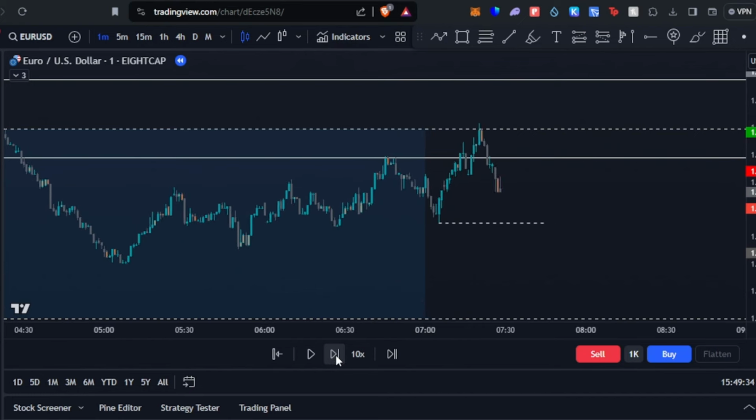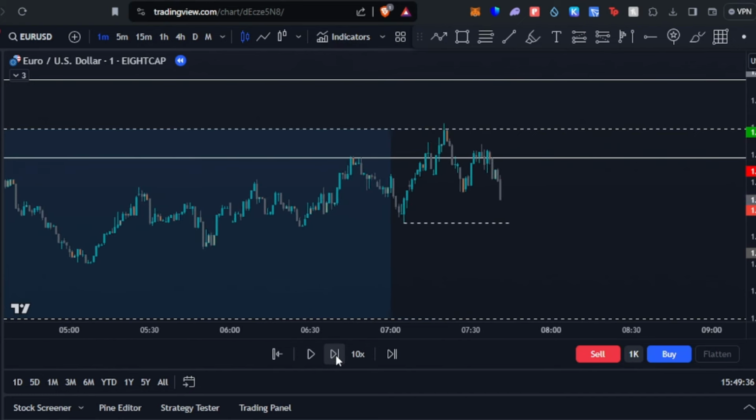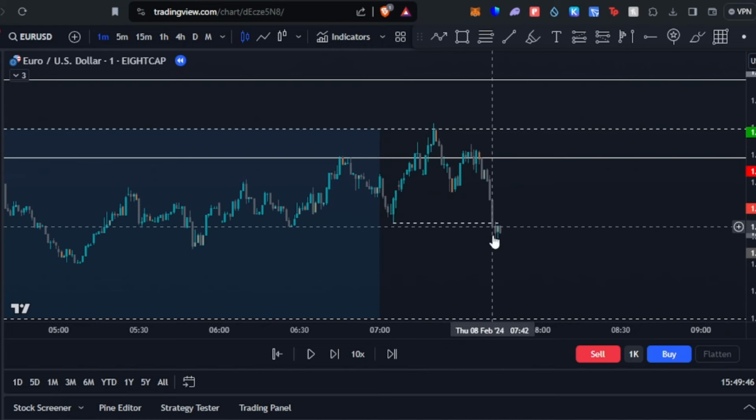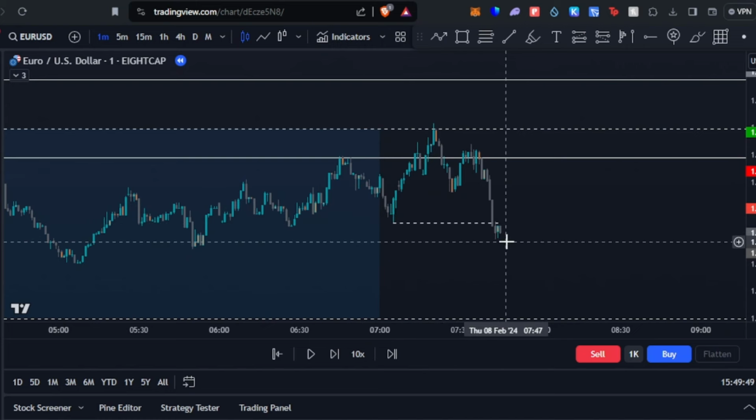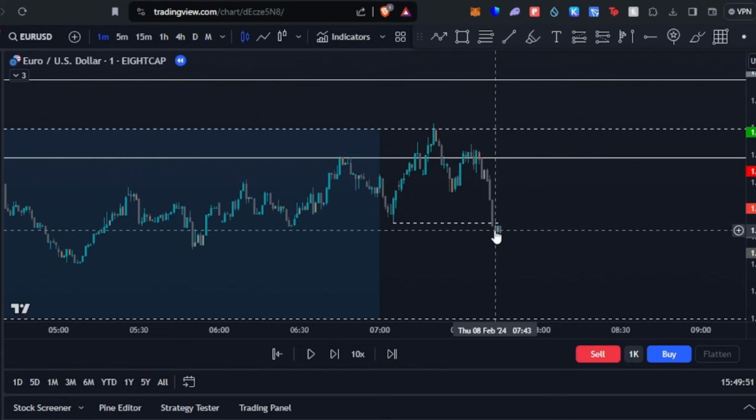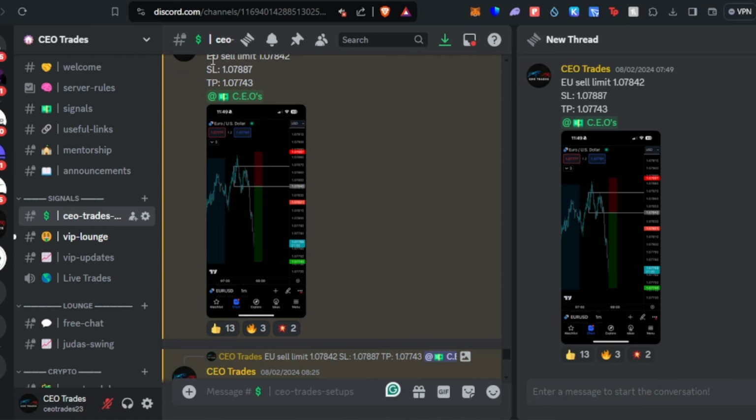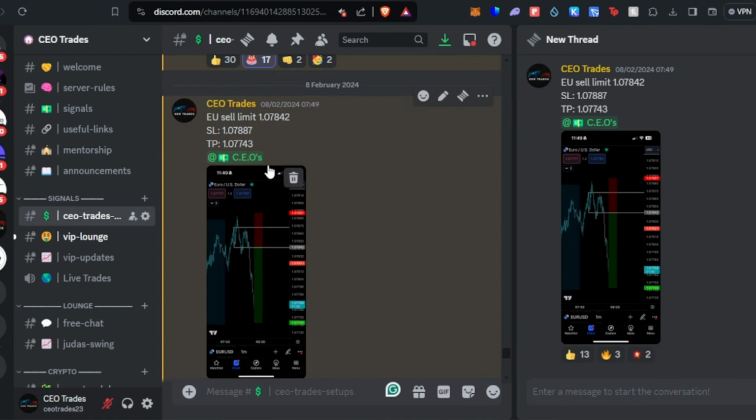So again, if I play price on, what we will very clearly see is that right there we get a break of this higher low, giving us this lower low. Therefore, our next anticipation is for us to get a lower high and a continuation lower. Now, it was at this point that I sent this EU sell limit right here into the Discord.